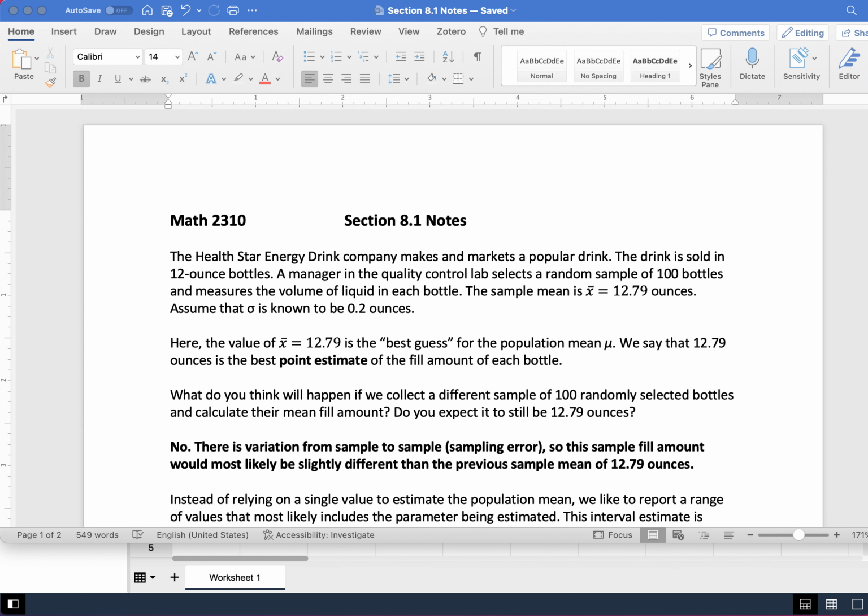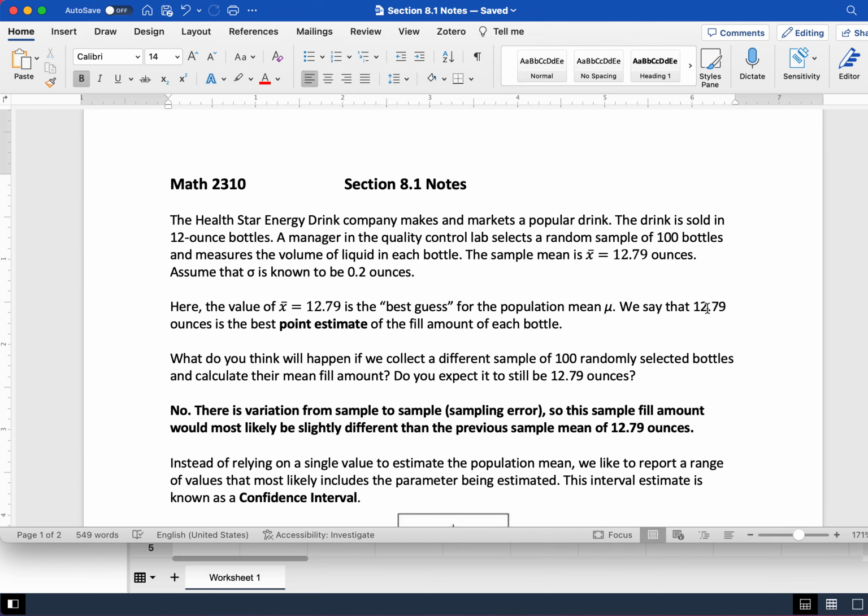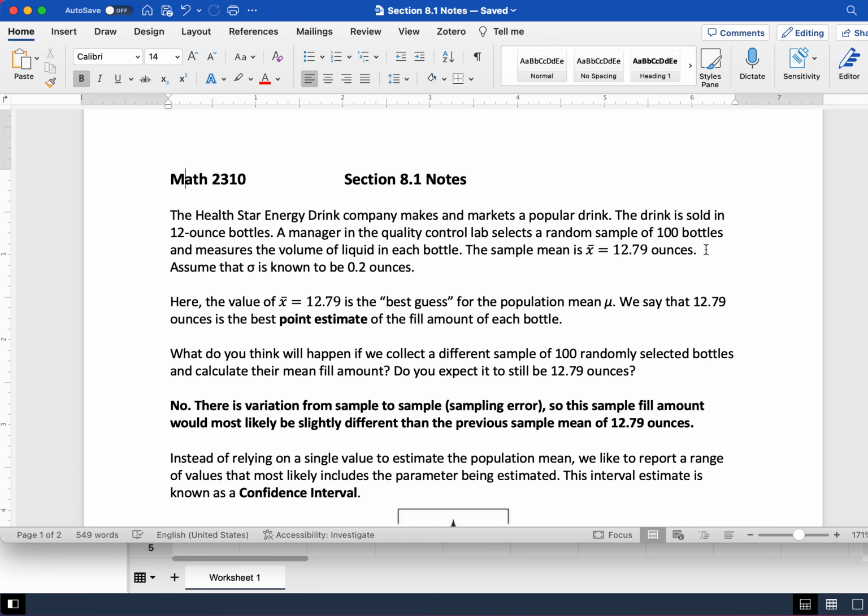In this video for section 8.1, we're going to introduce the idea of a confidence interval. So we're going to start by thinking about this problem. We have an energy drink company, and they sell the drink in 12-ounce bottles. A manager in the quality control lab selects a random sample of 100 bottles and measures the volume of liquid in each. The sample mean is 12.79 ounces. Assume that sigma, the standard deviation, is known to be 0.2 ounces.